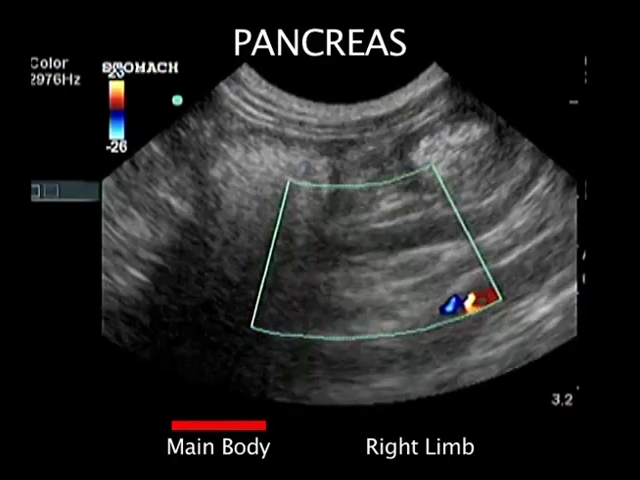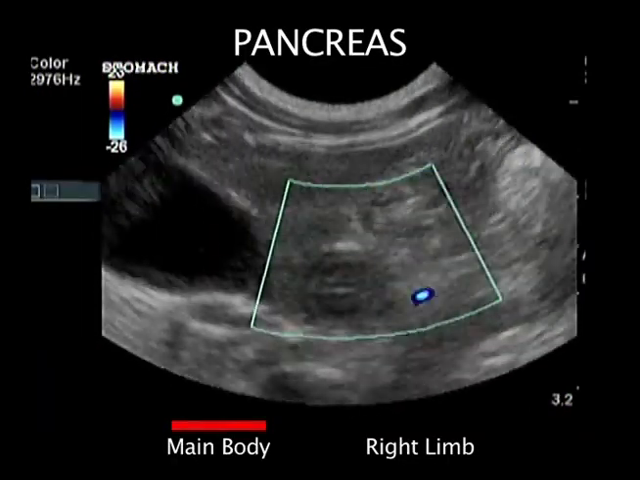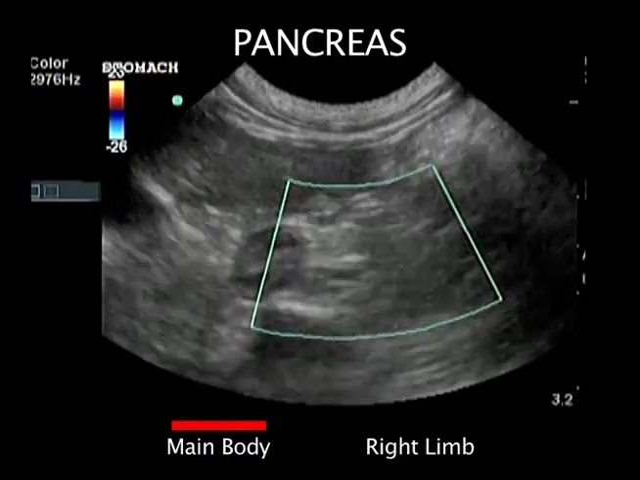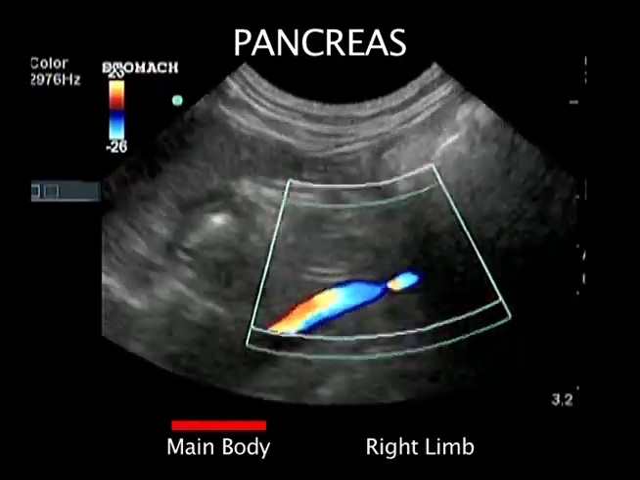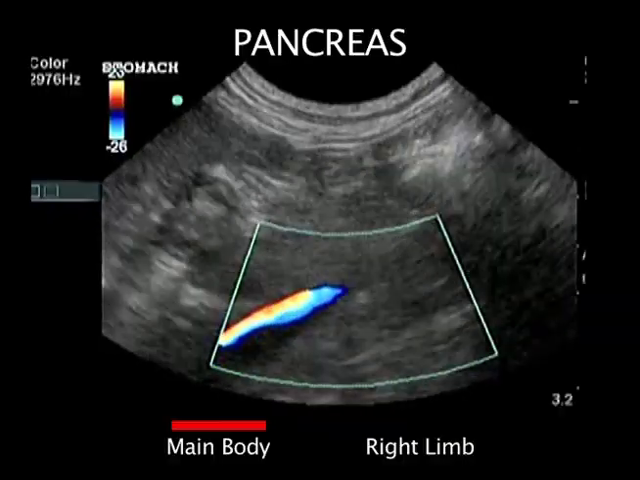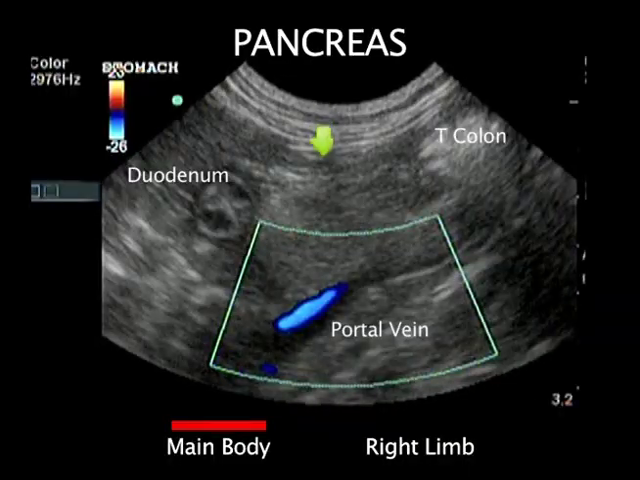In this ventral midline sagittal view from a cat, the normal main body of the pancreas will be a small tissue density caudal to the transverse duodenum, ventral to the extrahepatic portal vein, and cranial to the transverse colon.